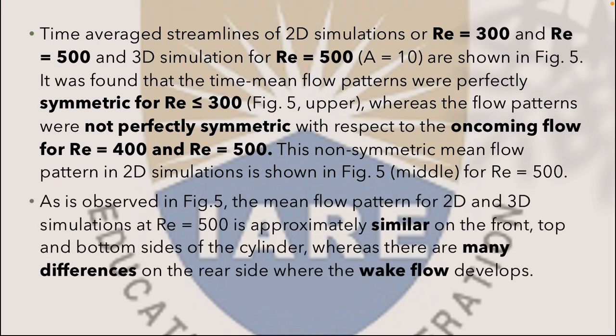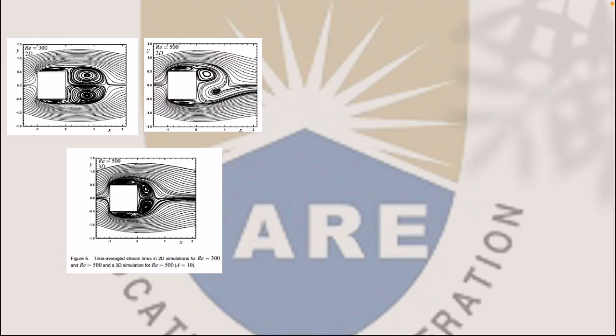As observed in figure 5, the mean flow pattern for 2D and 3D simulation at Reynolds number 500 is approximately similar on the front, top and bottom sides of the cylinder, whereas there are many differences on the rear side where the wake flow develops. Let us observe figure 5, which describes the time average streamlines in the 2D simulation for Reynolds number 300 and Reynolds number 500, and the 3D simulation for Reynolds number 500.